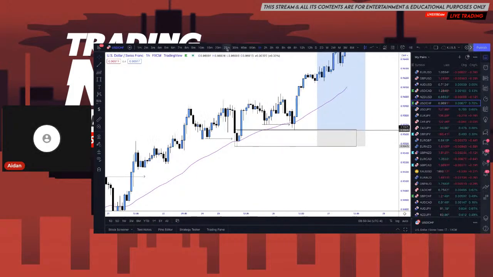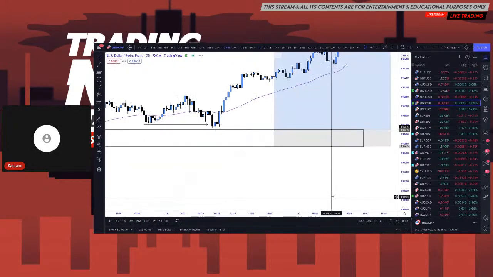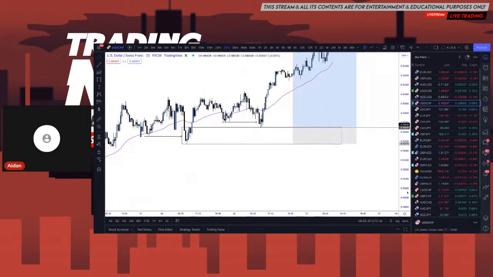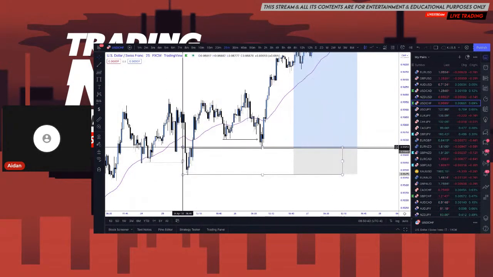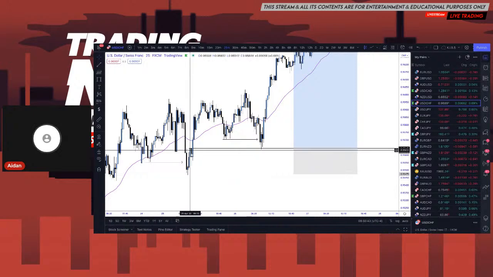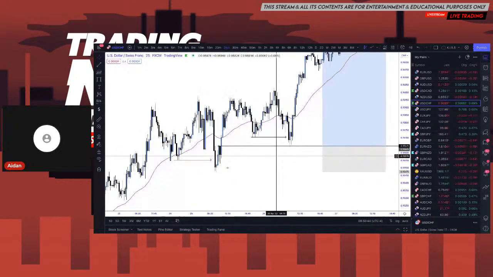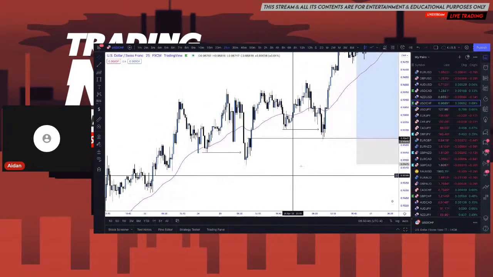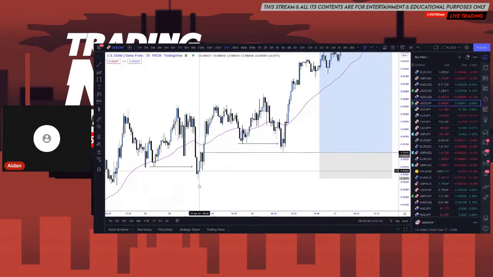Let's zoom down a little bit. My entry was based off the 25-minute. Yesterday, got it to the T. I zoomed in, saw the 25-minute, and I really liked it. Now, logically, let's think about it. We had to sell to buy, the expansionary move.